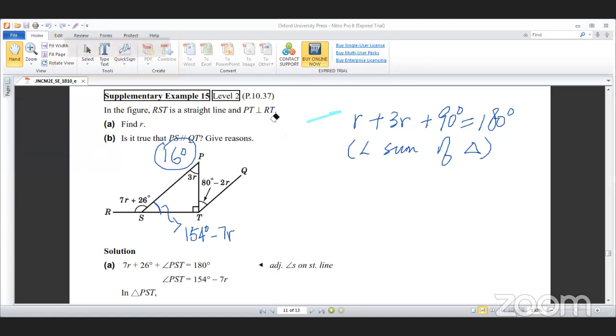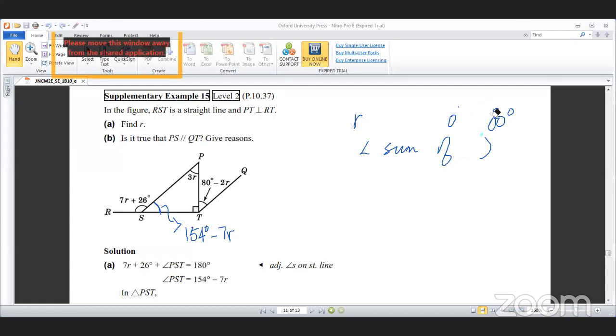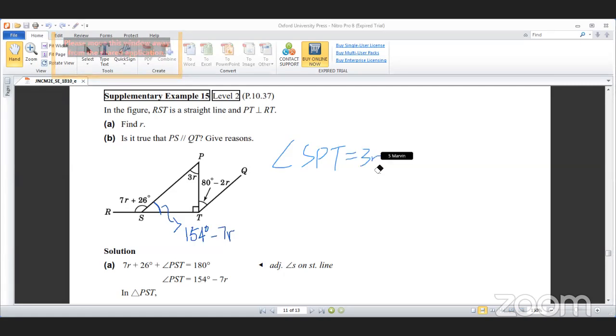And then after finding out, is it true that PS is parallel to QT? It's just another kind of sentence asking you to check whether the two lines are parallel. It means we can have different wordings. Sometimes you may be asked to determine whether the lines are parallel.